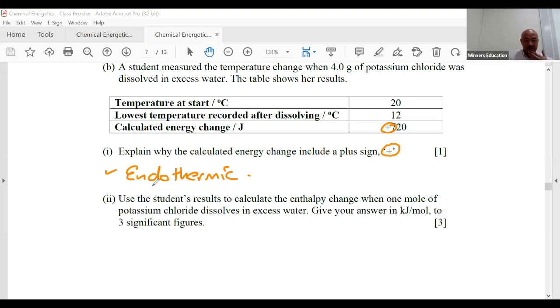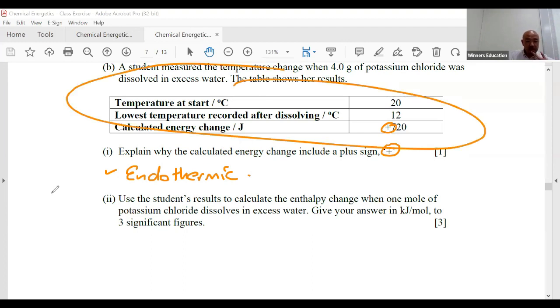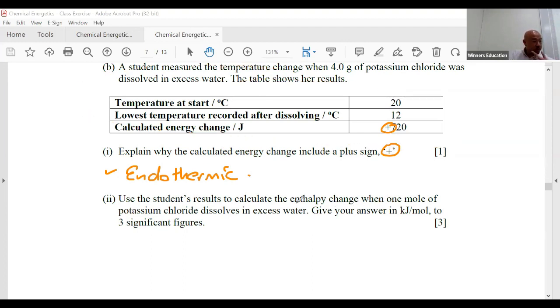Okay, let's carry on. We have more calculation coming out as you can see. Use the student's results, which is here in the table, to calculate the enthalpy change when 1 mole of potassium chloride dissolved in excess water. Give your answer in kilojoules per mole to 3 significant figures. Okay, 3 marks, damn good. How should we approach this?